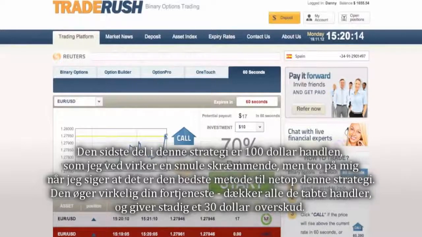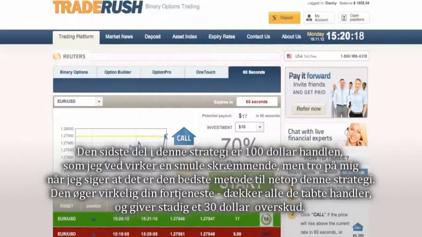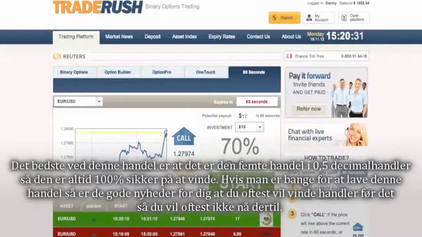Now, the last step of the strategy is the $100 trade, which I know seems a bit scary, but believe me when I say that it is the best trade in this particular strategy. It really boosts your income since it covers all of your losses and still gives you a $30 profit. And the great thing about that trade is that it's the fifth trade on the 0.5 decimal base, so it's always 100% guaranteed to win.